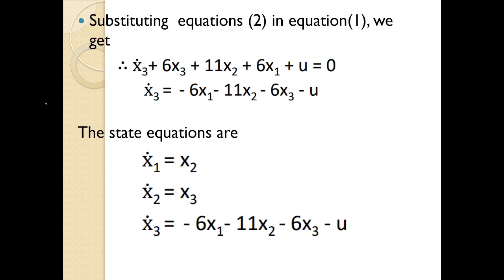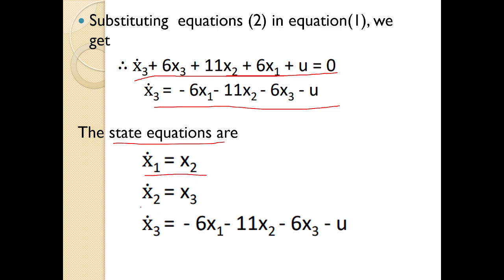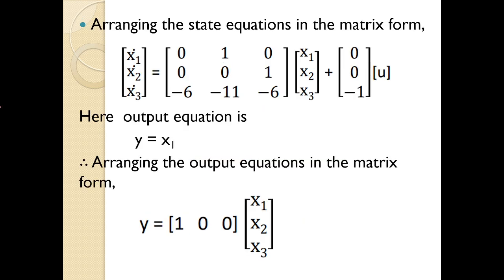If you substitute all this in equation 1, you will get x3 dot plus 6x3 plus 11x2 plus 6x1 plus u is equal to 0. In this, determine x3 dot. So x3 dot is equal to minus 6x1 minus 11x2 minus 6x3 minus u. So here the state equations are x1 dot is equal to x2 and x2 dot equal to x3. x3 dot, from the above equation, is minus 6x1 minus 11x2 minus 6x3 minus u. With all these equations you can represent them in matrix form. You will get the state equation. So just write it down in matrix form.